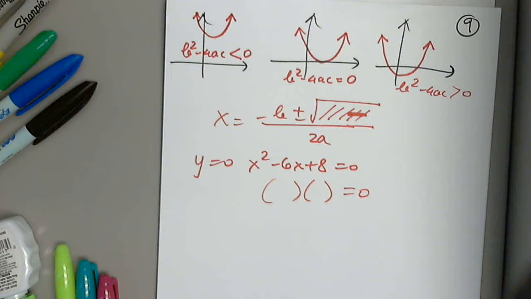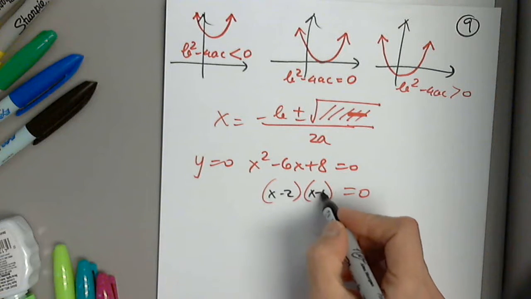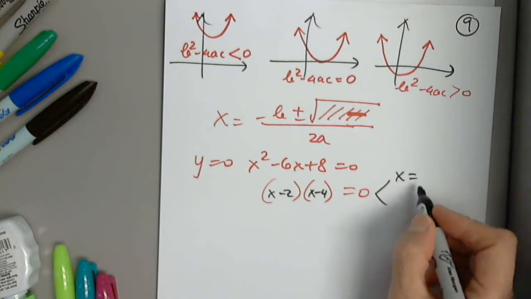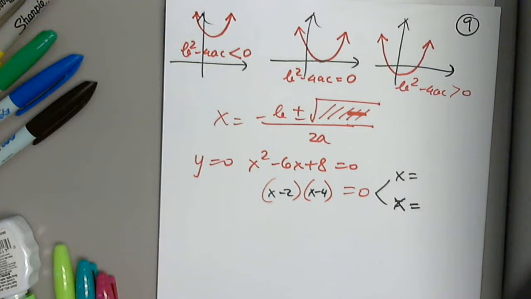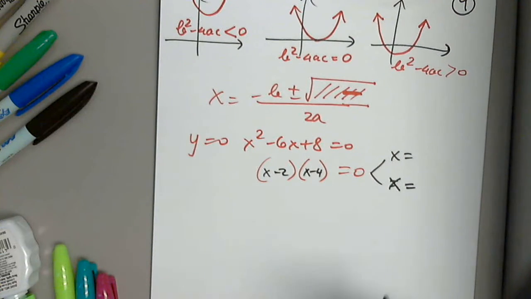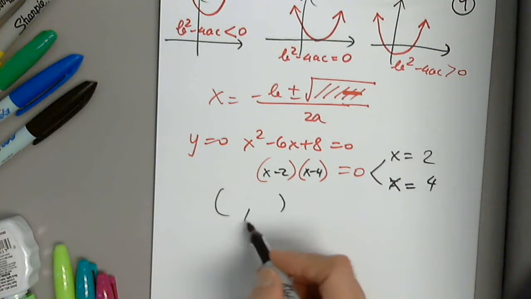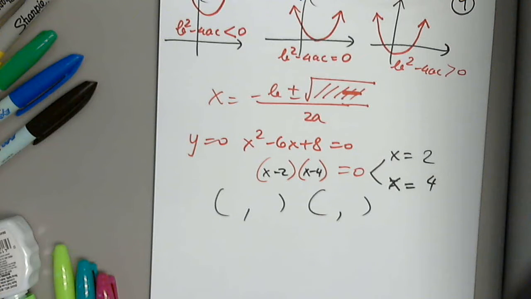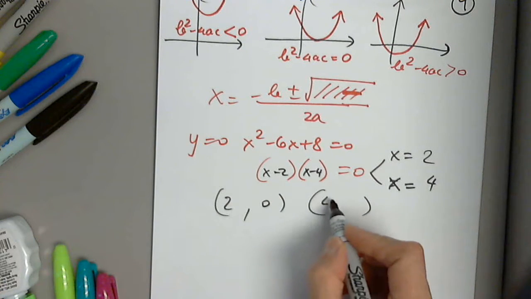So how do I factor? X minus 2 and x minus 4. Very good. X minus 2, x minus 4. So then x equals 2 and x equals 4. Very good. So the ordered pairs that I just determined are? 2, 0, and 4, 0. Very good. Thank you. 2, 0, 4, 0.